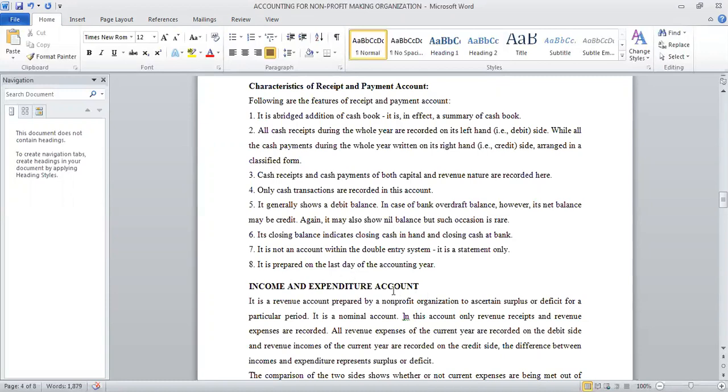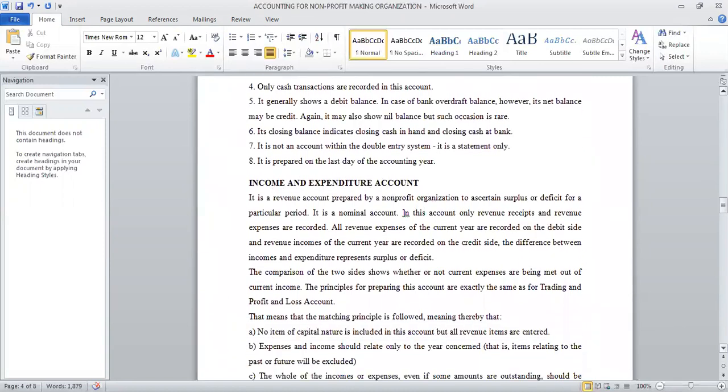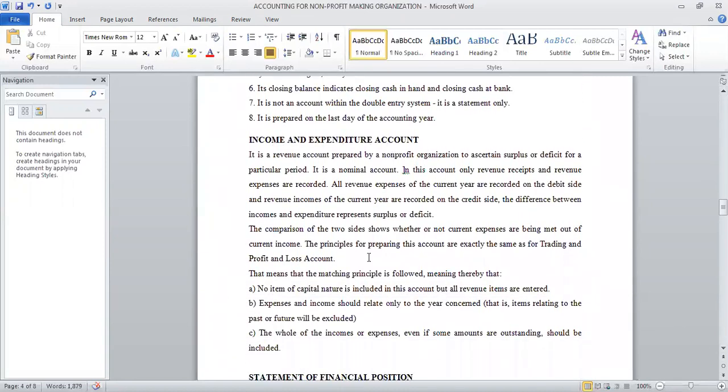Another statement that we prepare in the non-profit making organization is the income and expenditure account. And this one we said substitutes the trading profit and loss account when it comes to the profit-making organization. The sole aim of preparing this account is to determine whether we have got a deficit or a surplus in terms of the income and the expenditures. So we shall record all the incomes, and then we subtract all the expenditures, and then from there we can establish whether we have a surplus or a deficit.